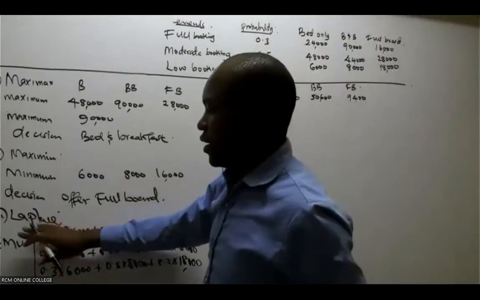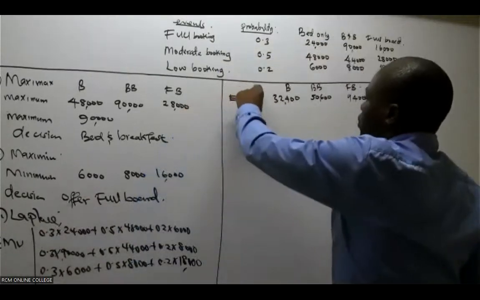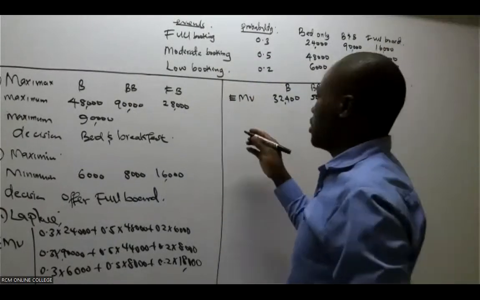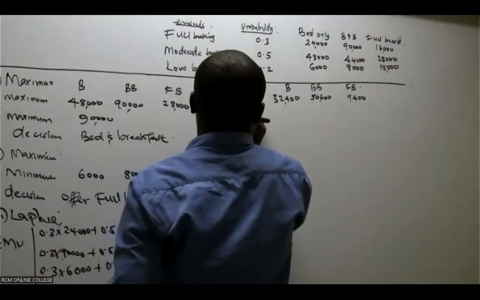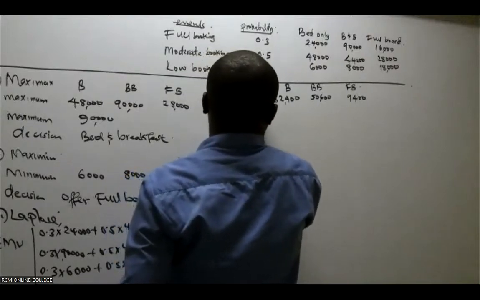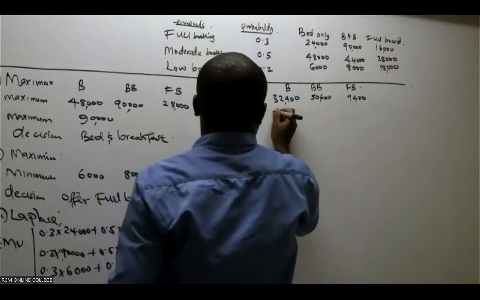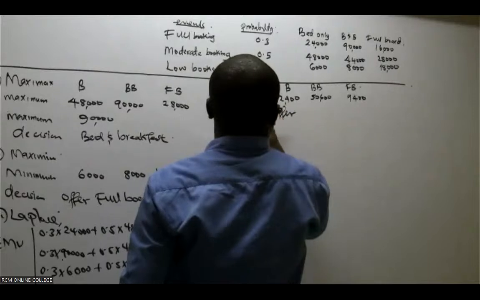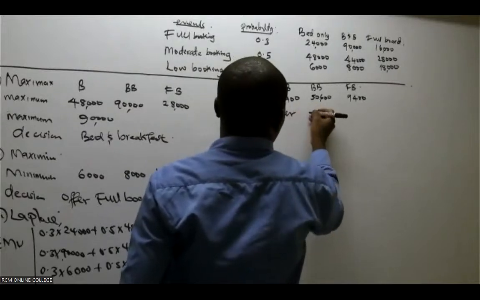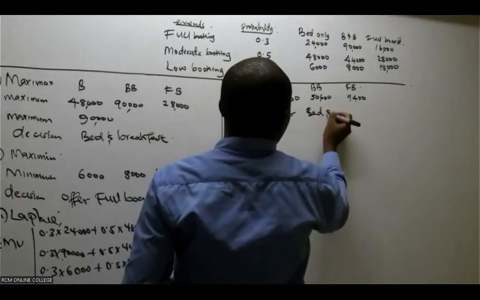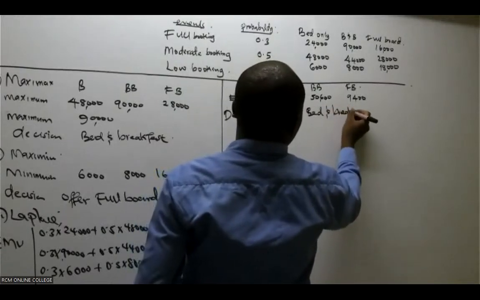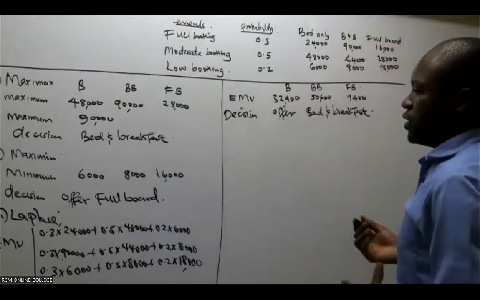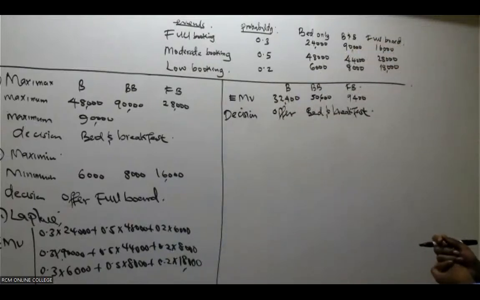We are using Laplace criterion, but now the higher the expected monetary value, the more profitable the option is. So decision here. Decision: offer. The highest monetary value is this, so offer bed and breakfast, and you'll be able to maximize your profits. Offer bed and breakfast.